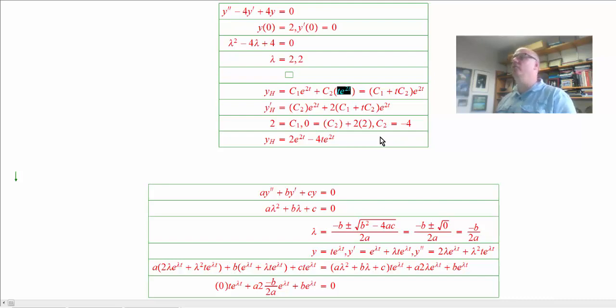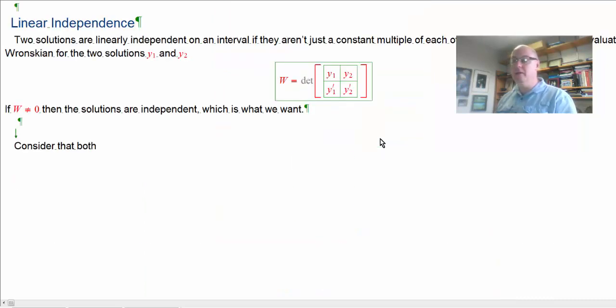Well, we had identical solutions, e to the 2t and e to the 2t. But if I had, let's say, doubled one and said, here's one solution, e to the 2t, and here's another solution, 5 e to the 2t, it wouldn't have worked. They need to be different enough. They need to be independent.